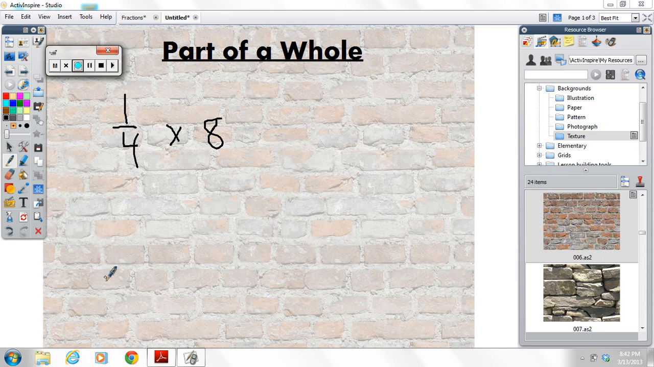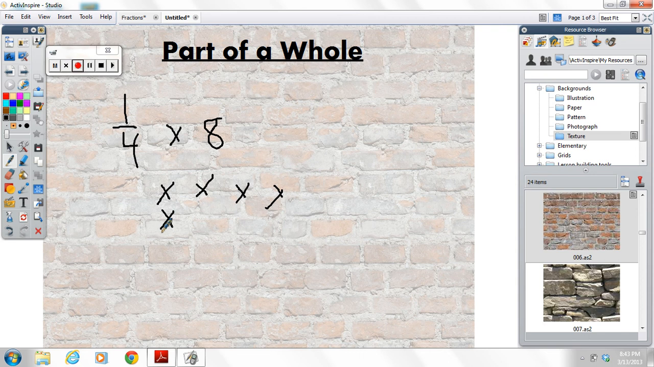The example I have on the screen here is 1/4 times 8. Now what this really means is we're going to take this 8 right here and we're going to find 1/4 of it. Alright, we're going to take the 8 first and we're going to divide it into 4 groups. I'm going to use X's to demonstrate my 4 groups. So the 8 is going to be divided into 4 groups, and you have to ask yourself, well, how many would be in each group in order to get us this total number of 8?